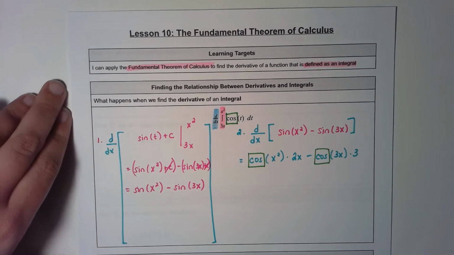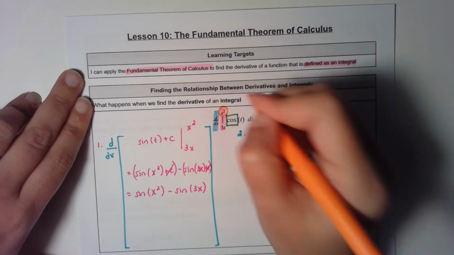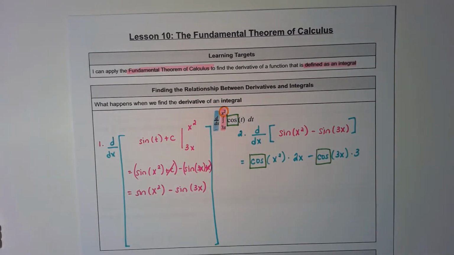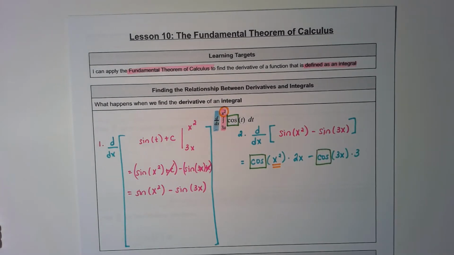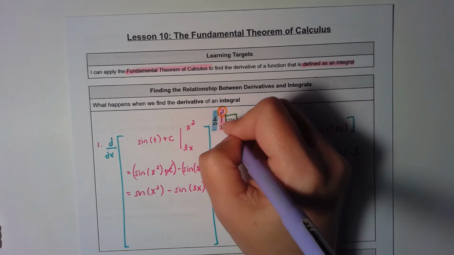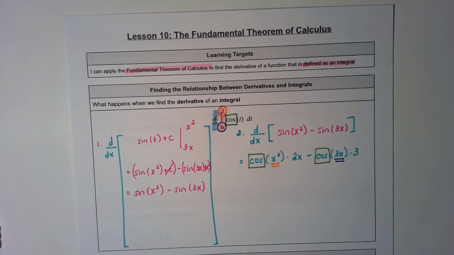Now, in the original problem, the upper bound was x squared. And I know when I evaluate an integral, I always do the upper bound first. And you'll notice in the first term here, what's inside of the cosine is the x squared. And then the lower bound was the 3x. I know that when I do an integral, I always do the lower bound second. And you'll notice that the 3x is in the second cosine function. So it looks like my final answer here was just the original function with the upper bound plugged in, and then minus, and then the lower bound plugged in, which is kind of how I do an integral.